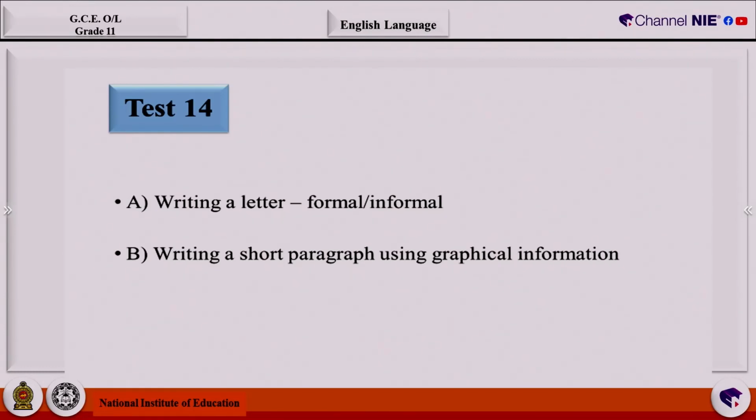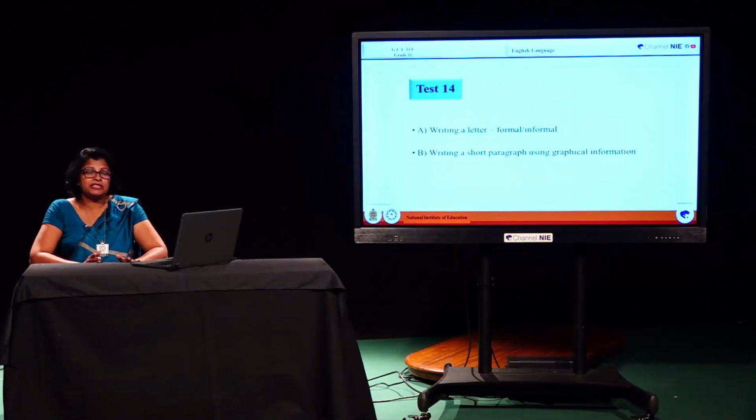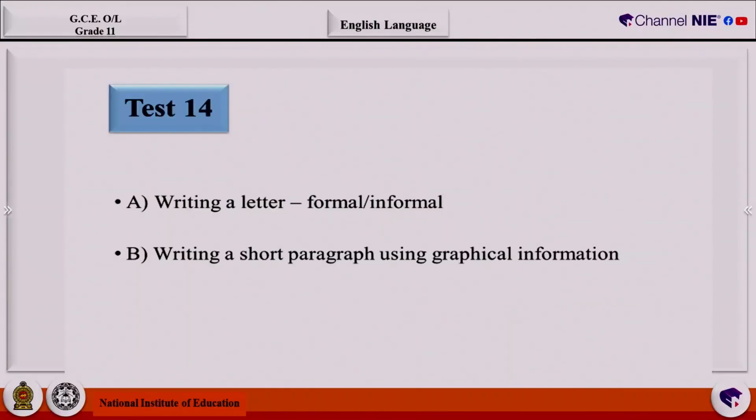And question B is writing a short paragraph using graphical information. There will be some graphical information and you have to study that given graph and write a paragraph describing it. So these are the two options or two choices given to you under test 14. So let's talk about choice A.